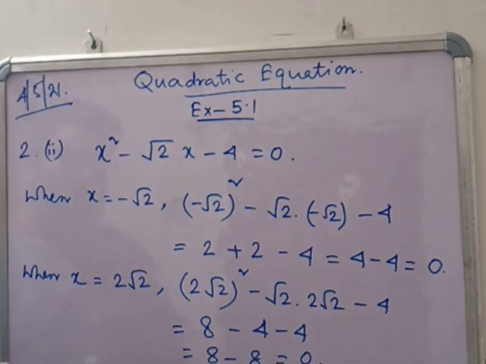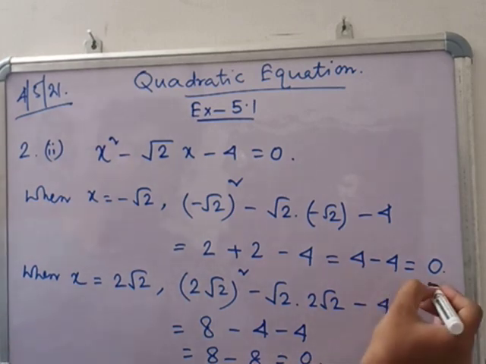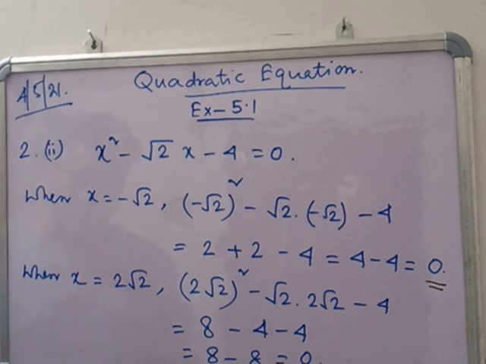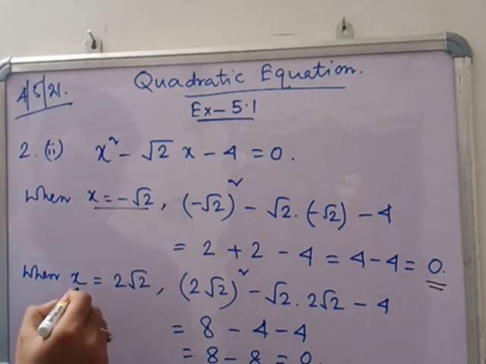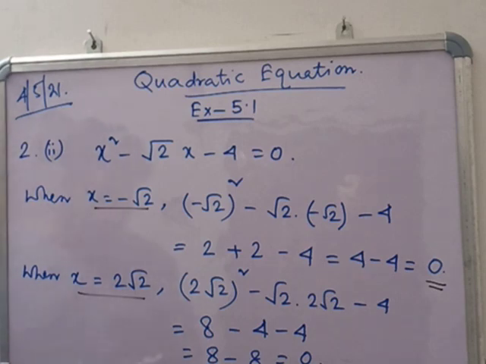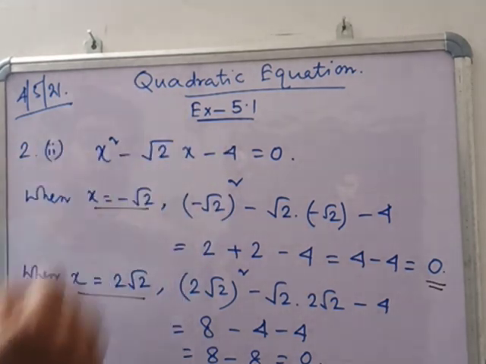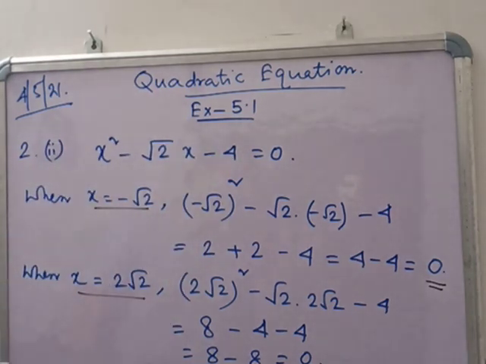So both give 0. Okay, both give 0. So that means x equals minus root 2 and x equals 2 root 2 are the roots of the equation x square minus root 2x minus 4 equals 0.